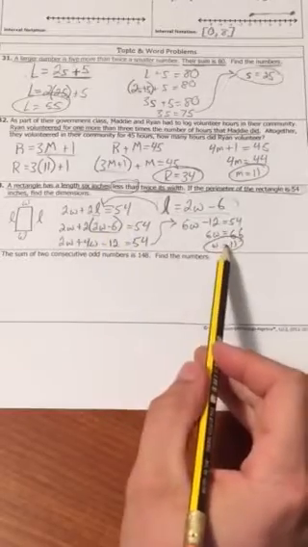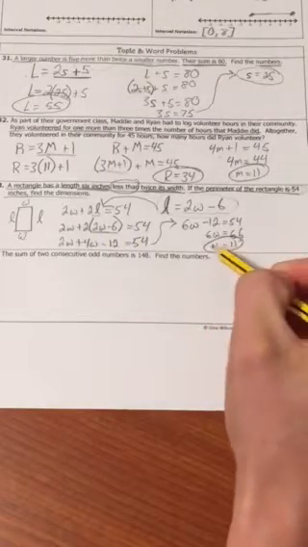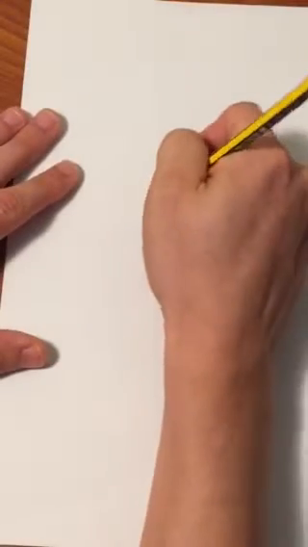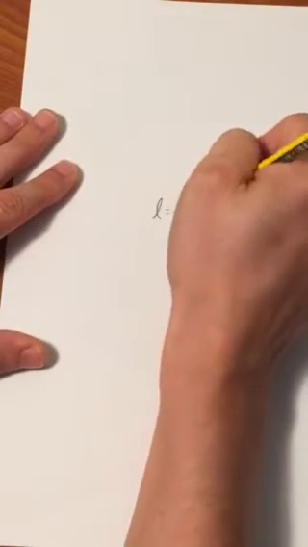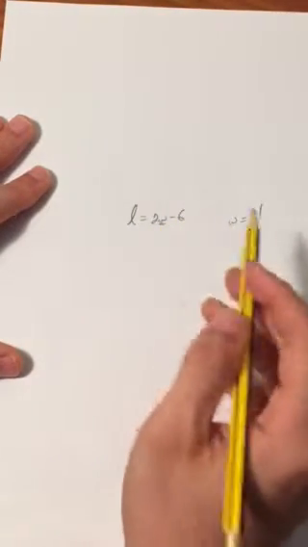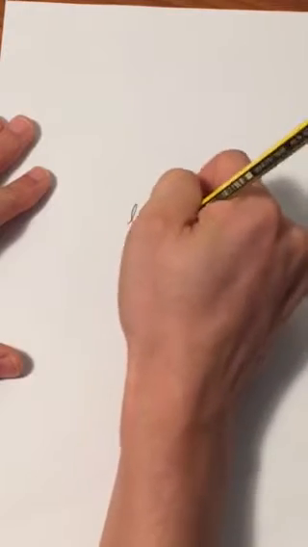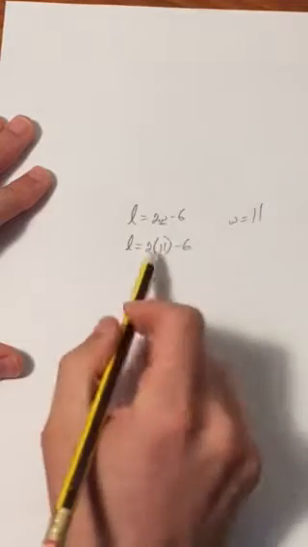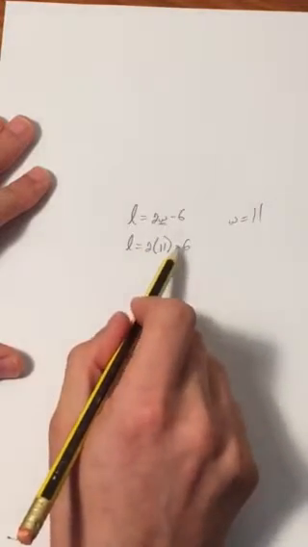Now I'm going to solve for the length. So I'm going to take my w equals 11, and I'm going to use this equation right here. It says that the length is 2 width minus 6, and I know that the width is 11, so I'm going to plug that in right here. So 2 times 11 is 22 minus 6, so that's going to be 16.